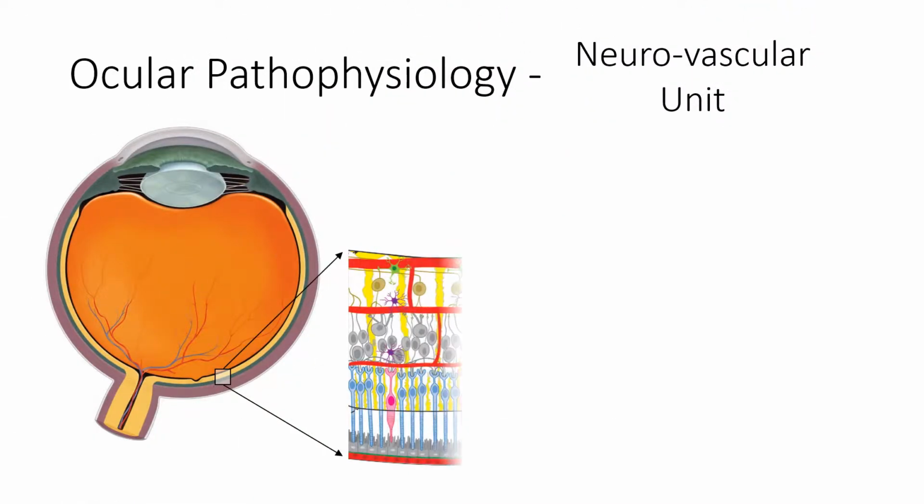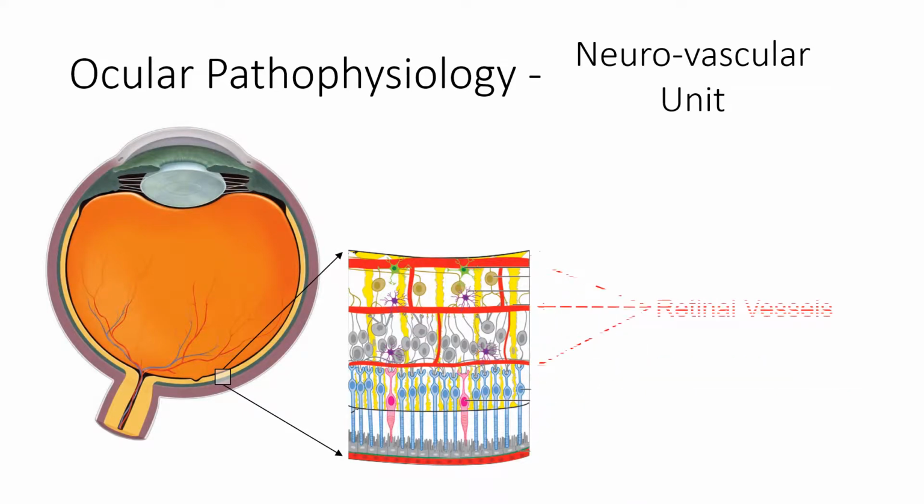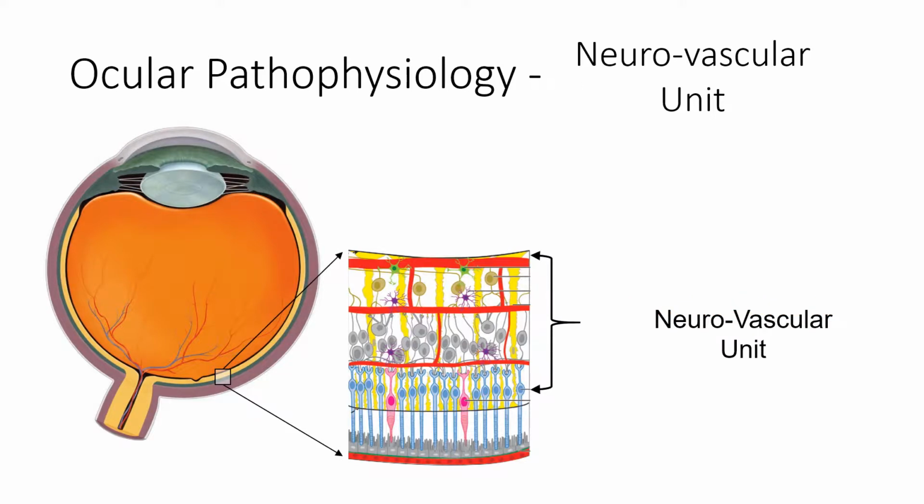Looking at a cross-section of the retina, the retinal neurons, the retinal vessels, and the interconnecting cells, referred to as retinal glia, compose the neurovascular unit. The neurovascular unit is used to illustrate how diabetes causes diabetes-related retinopathy.